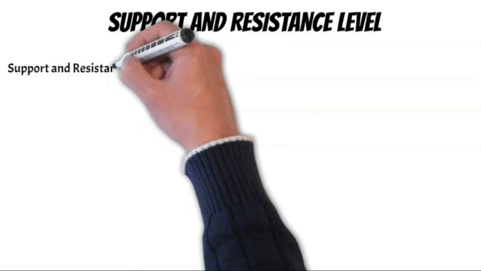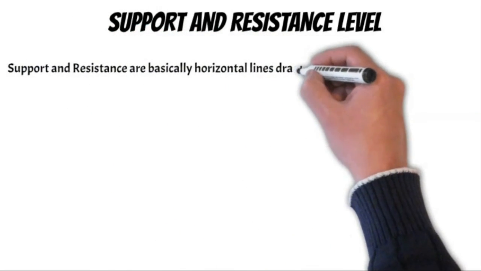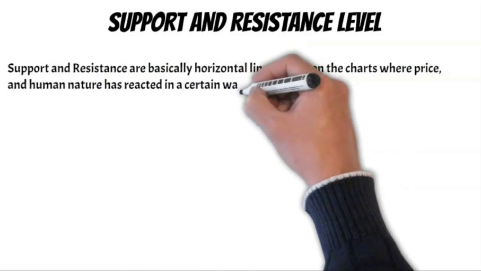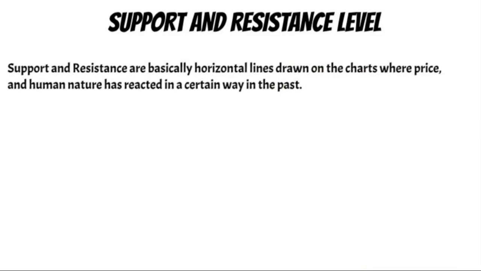Support and resistance are basically horizontal lines drawn on the chart where price and human nature has reacted in a certain way in the past. So as human beings, we have this inbuilt processor that likes to repeat itself. We do the same thing on a daily routine because we did it the day before. We will have Christmas this year because we had Christmas last year. Now, this same human nature and approach you see in everyday life also happens in the price chart as well.